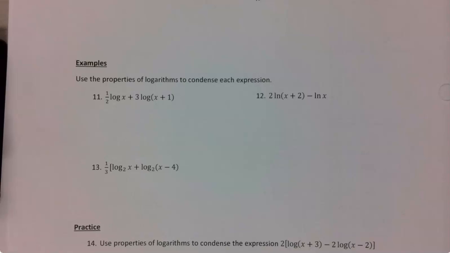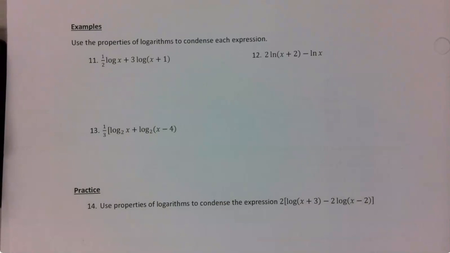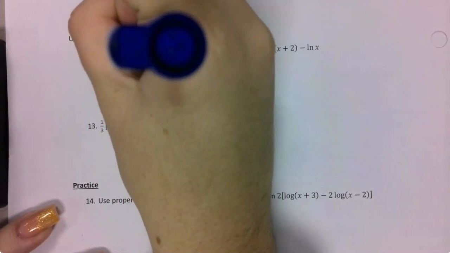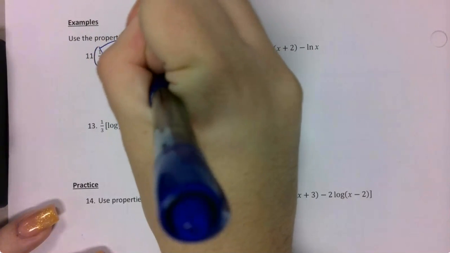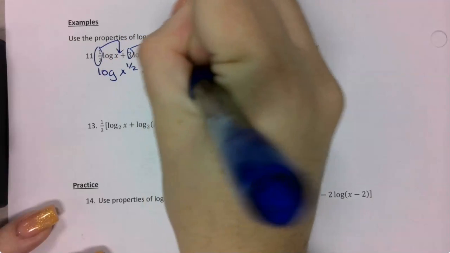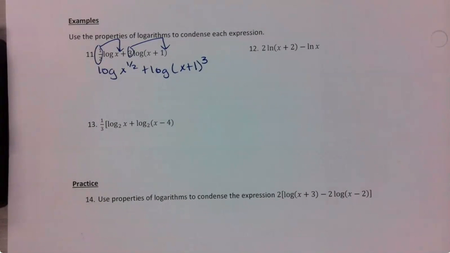Okay, so last thing I want to talk about is condensing, so going the opposite direction. So I want to start off by turning things back into exponents. So I have log x to the 1/2 plus log parentheses x plus 1 cubed. And I just move those exponents back where they belong.